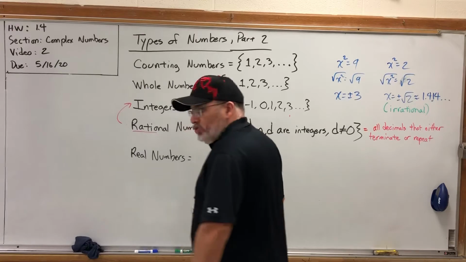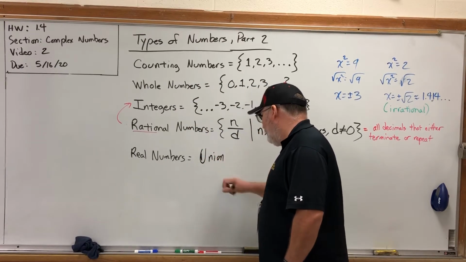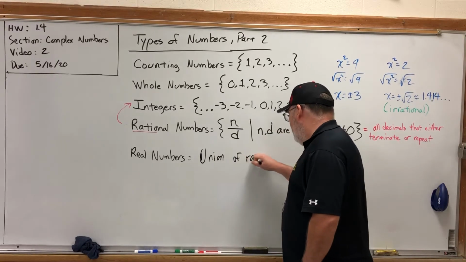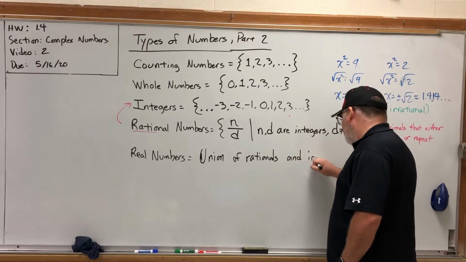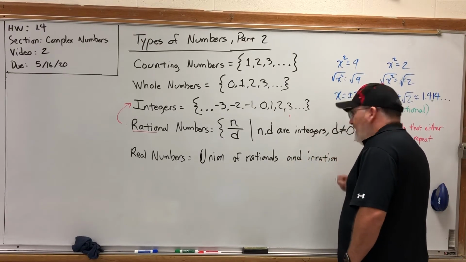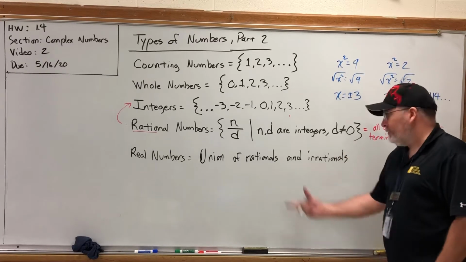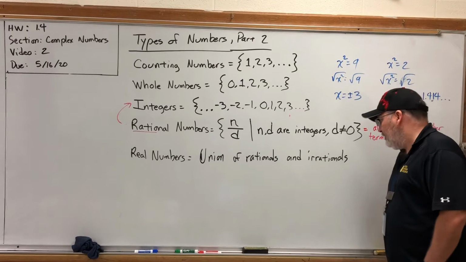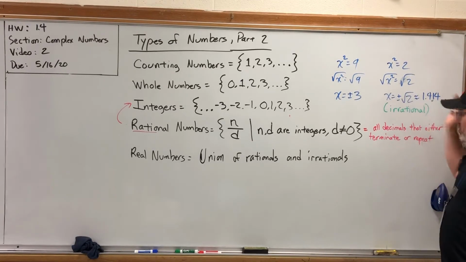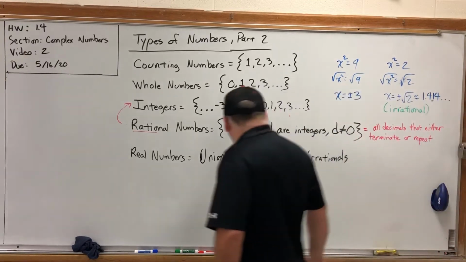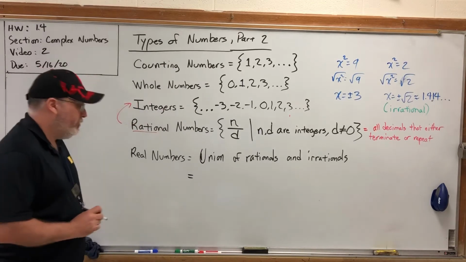Now there's two ways to describe the real numbers. You can either say it's the union, so we're joining together, of rationals and irrationals. You'll have to forgive me, I'm taking the adjectives rational and irrational and turning them into nouns. Rationals meaning rational numbers, irrationals meaning irrational numbers, any decimal that never ends and never repeats, like the square root of 2 or pi.